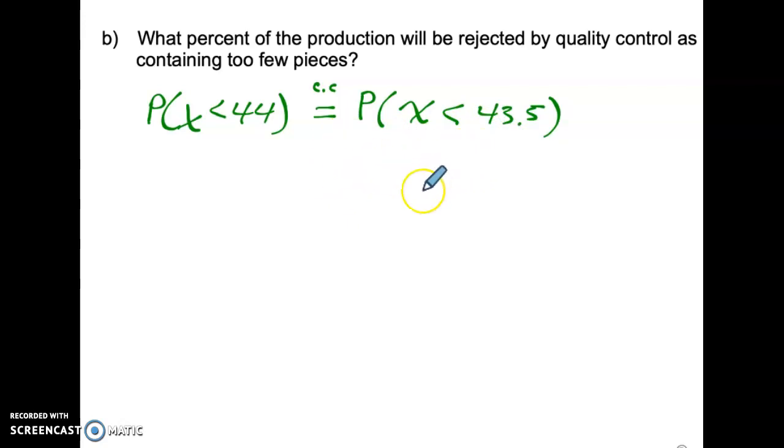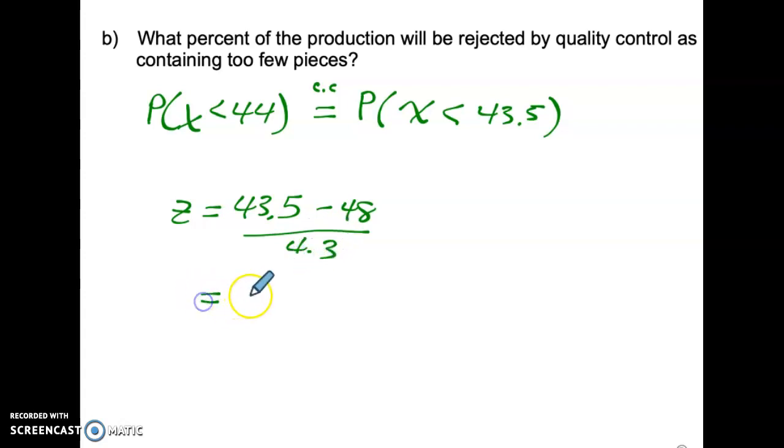Okay, so that's applying that continuity correction. Now we just have to find the z-score. 43.5 minus 48, which is our mu, over our standard deviation. We get a z-score of negative 1.05. And if you look that up in the table, you will get that the probability is 14.69%. So there's a 14.69% chance of rejection due to having too few pieces.